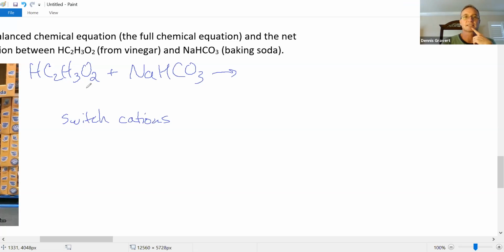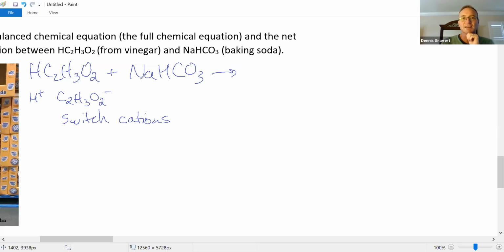So what are the cations? This one's got H listed first. There's our acid, H plus donor, and that H plus is a cation. The leftover piece, hopefully you recognize that as one of the polyatomic ions. That's acetate.